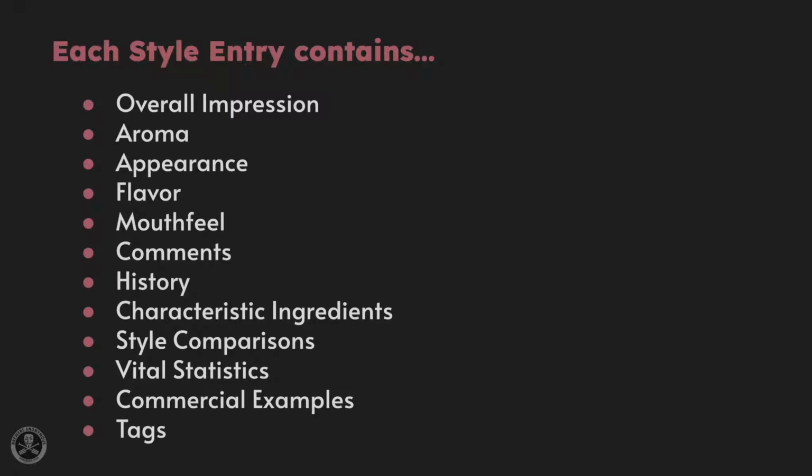Now, let's talk a little bit about the actual style entries in these guidelines. Each of the style entries is broken down into the following sections. They start with overall impression. They describe aroma, appearance, flavor, mouthfeel. There are some comments on each style, a little bit of the history, some characteristic ingredients specific to that style. There's a bit of a style comparison for each one. Then the vital statistics, and we're talking about original gravity, finishing gravity, SRM, IBU, ABV. We're talking about real statistical numbers here.